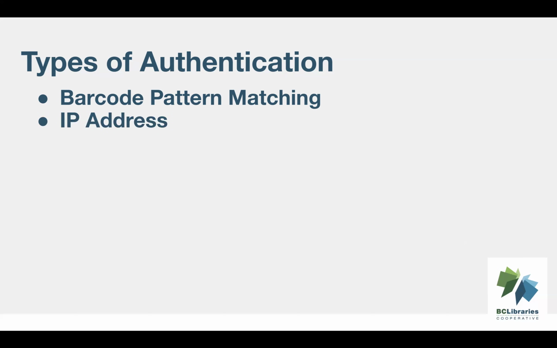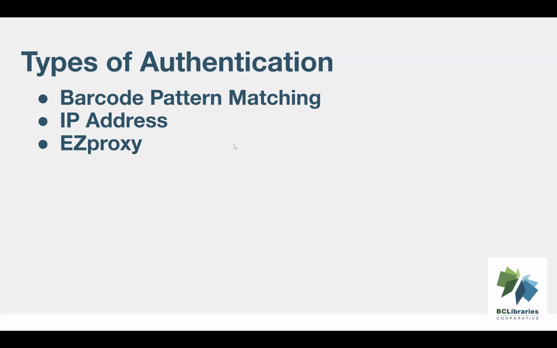You also have IP addresses, generally used for in-library resources. This is where the vendor looks at the IP address the service is being accessed from to determine if access is permitted. And libraries must provide vendors with their current IP addresses for this to work. And an example that many libraries use of this would be Ancestry.